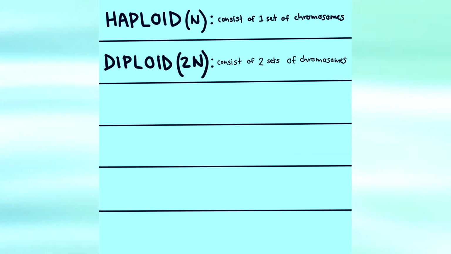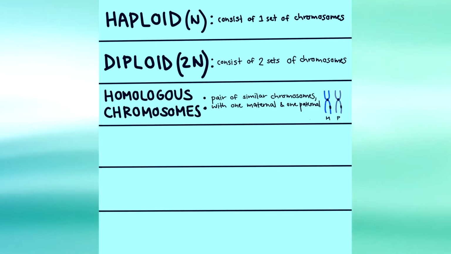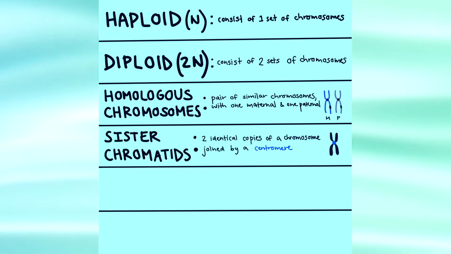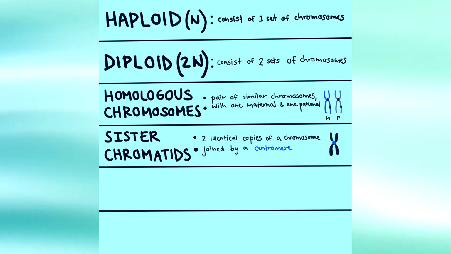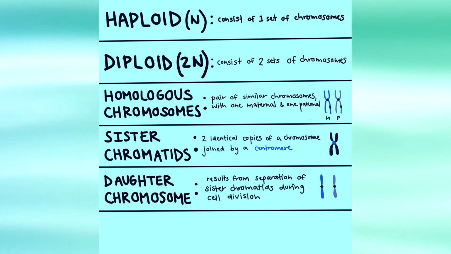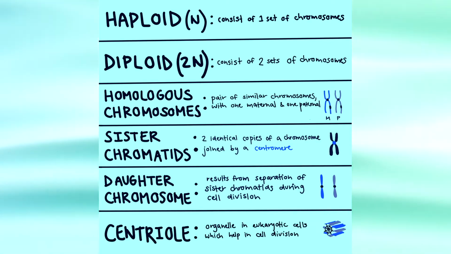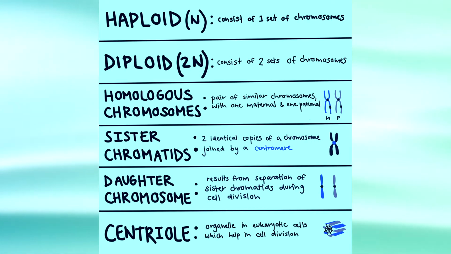Since a chromosome is a gene-carrying combination of genetic material and protein being tightly held together, homologous chromosomes are simply a pair of similar chromosomes, one maternal and one paternal. Sister chromatids are two identical copies of a chromosome. This can also be called a duplicated chromosome, and the point that the sister chromatids are connected is called the centromere. A daughter chromosome is a sister chromatid or unduplicated chromosome that has been separated from its pair during cell division. Lastly, centrioles are organelles that create mitotic spindles to aid cell division and are present in animals only.